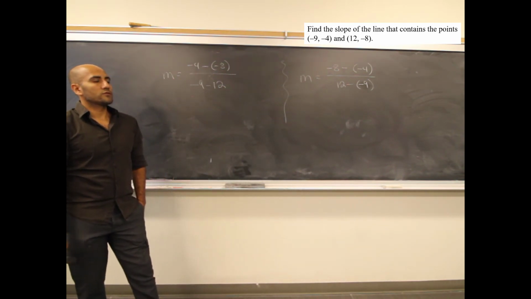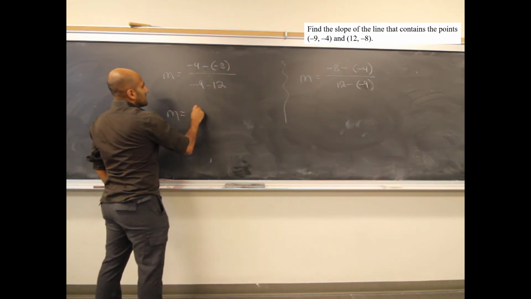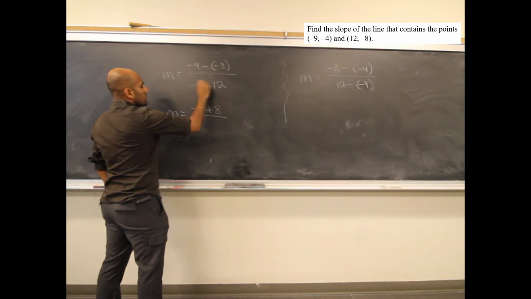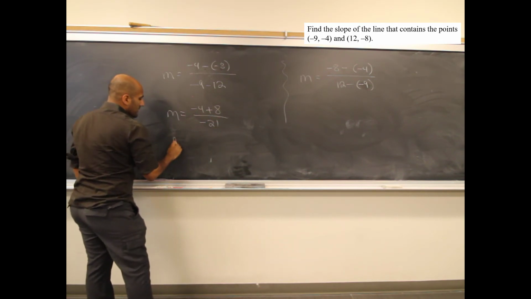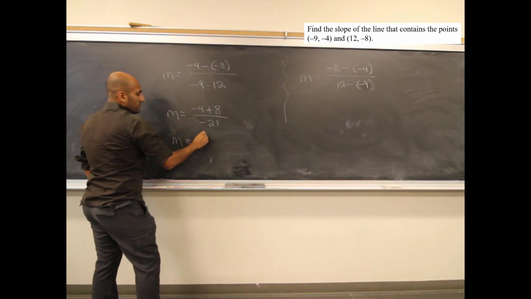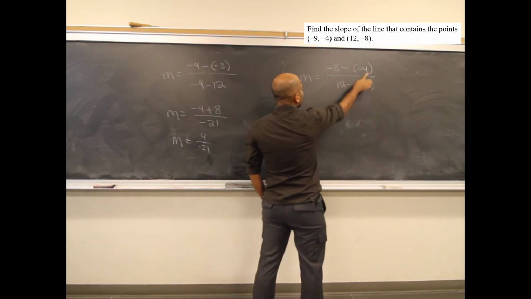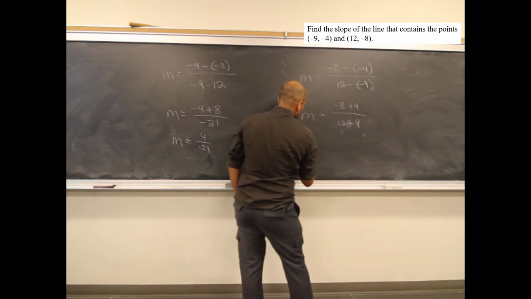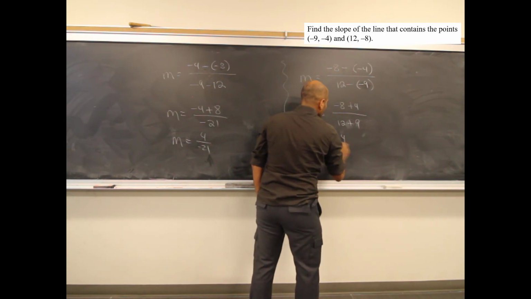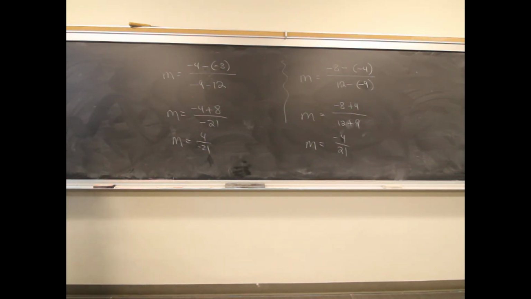Good? Questions? Okay, so what happens when we have a subtraction of a negative? Good, so this becomes negative 4 plus 8 all over negative 21. Okay, so then we get an answer of 4 over negative 21, or negative 4 over 21. And hopefully we get the same answer here. This turns into negative 8 plus 4 all over 12 plus 9. And so m equals negative 4 over 21. Good? Questions, comments, issues? Okay, so we get that.